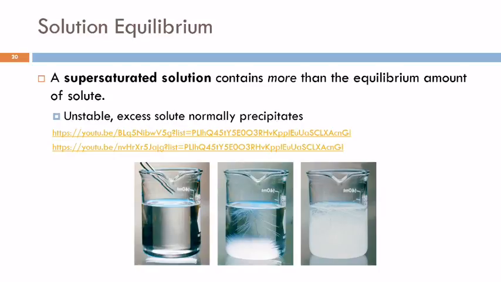So we have saturated and unsaturated, and then we have supersaturated. A supersaturated solution contains more than the equilibrium amount. Does that sound crazy? You've dissolved more than you can dissolve. How is that possible? Temperature. A supersaturated solution is formed by heating. At a higher temperature, the solubility increases, and so you can get more to dissolve.